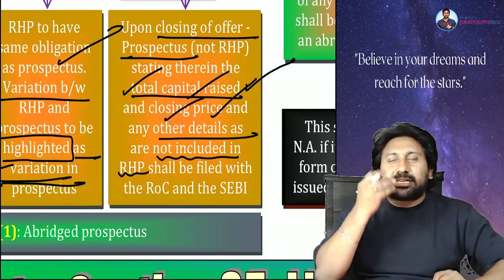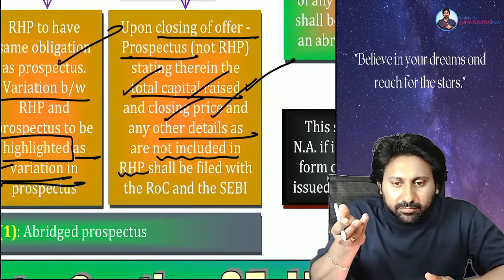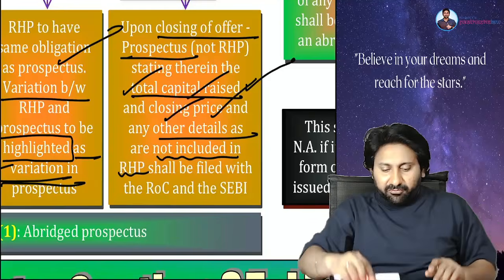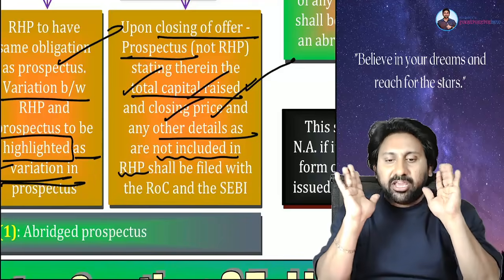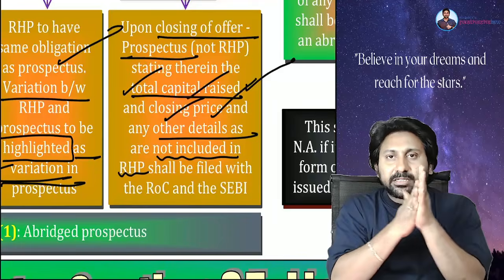Understood the RHP section clearly, everyone? Next, shelf. I will explain shelf prospectus and close. Listen carefully to the shelf prospectus concept. See here, please.